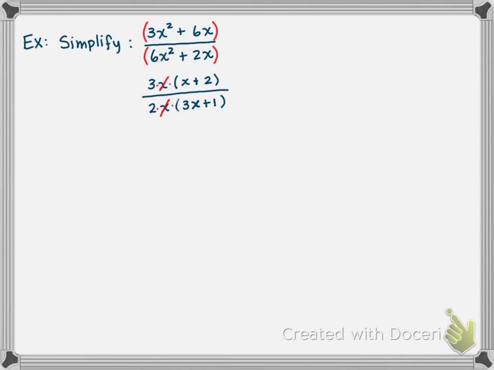That's the only thing I can cancel here. So I cannot cancel, for example, the x's that are within those factors, because x plus 2 doesn't have a factor of x. I can't write x plus 2 as x times something. So that entire thing is a single factor, and the 3x plus 1 is a single factor, and I can only cancel if they're the same. So this final answer is going to be 3 times x plus 2 over 2 times 3x plus 1.